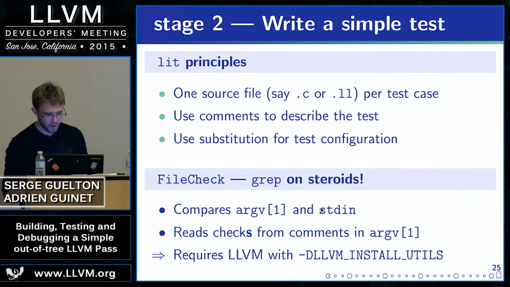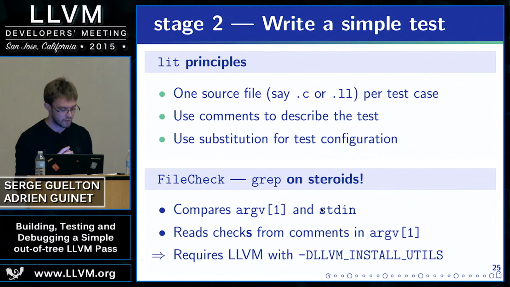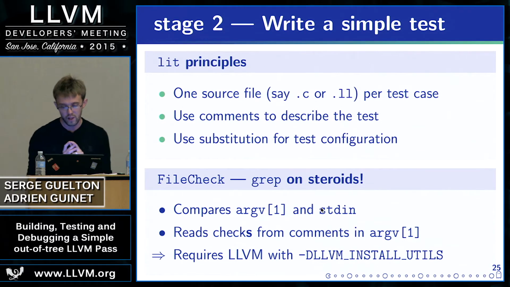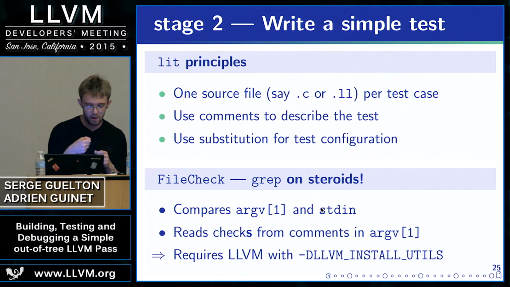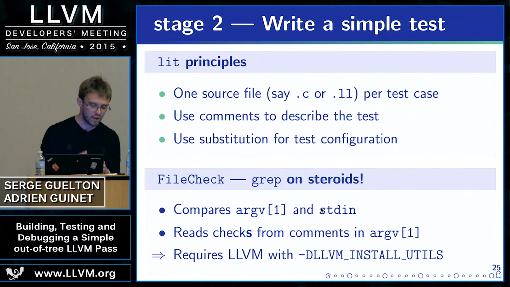Okay, so now we're going to see how we can write a simple test. We will use lit, as we said. If you want to write tests with lit, you write one source file per test case. The commands you need to run to do your tests are written in comments. And you have a small macro processing system which you can use to give some configuration as input, like, I don't know, where is LLVM, what is the suffix of my library, something like that.